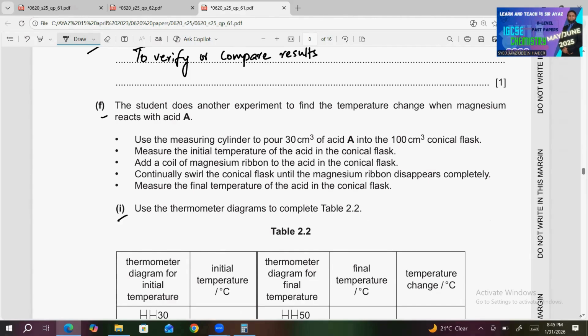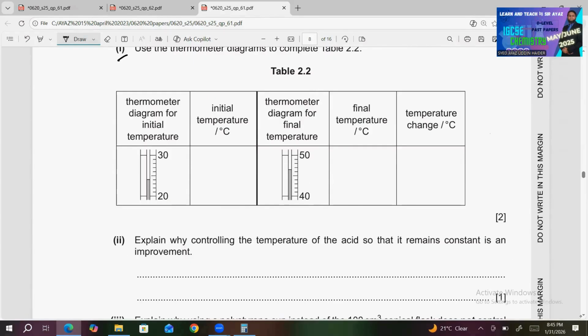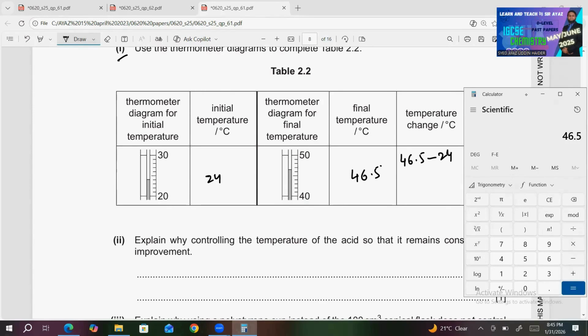1. Use the thermometer diagrams to complete table 2.2. So, the initial temperature, if we look at this, it will be 24 degrees centigrade. What about final temperature? It will be 45, 46, 46.5. So I'm going to write 46.5 and temperature change must be 46.5 minus 24. 46.5 minus 24 is 22.5.